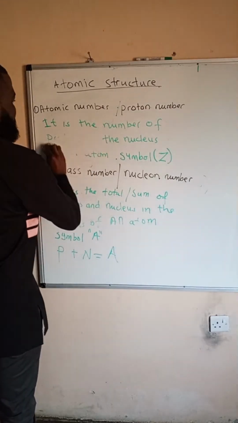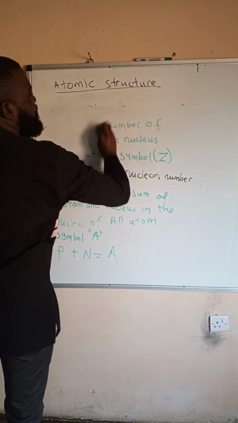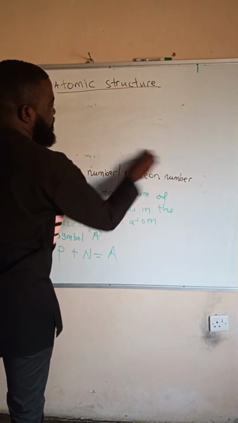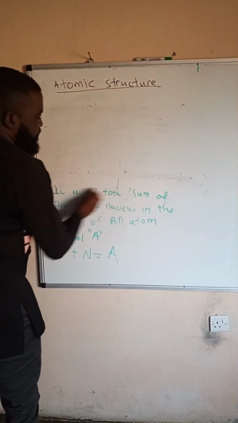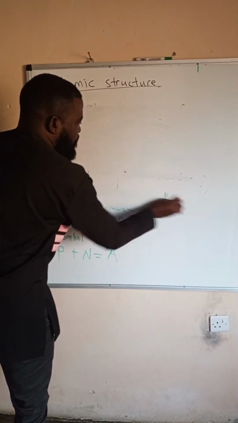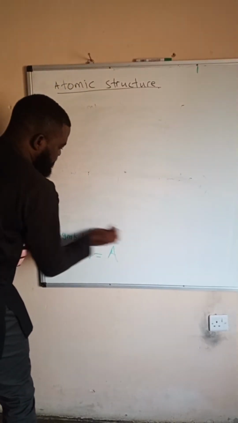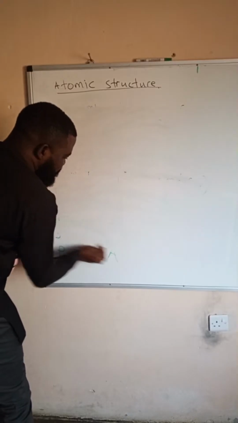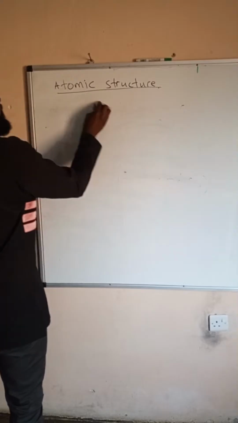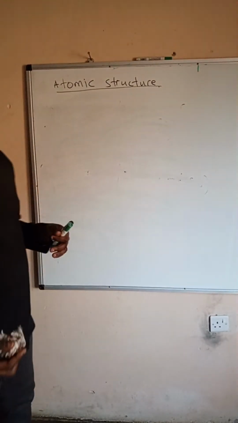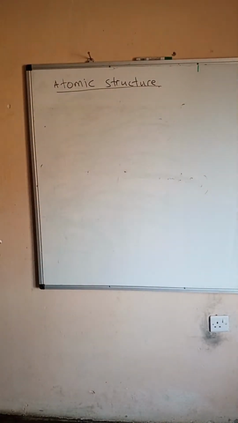Let's go to another part. I want to make sure we finish this topic, or at least the first part, so I don't want to take us too long. We just need to do this in a few minutes. So they can ask you to define mass number. They can even ask you what's the other name for mass number? Nucleon number. Total number of protons and neutrons.